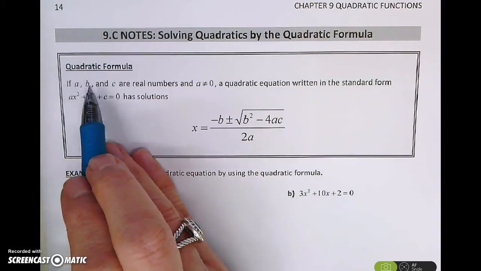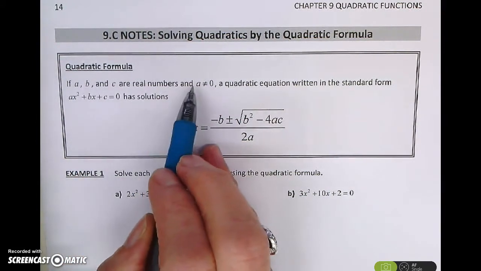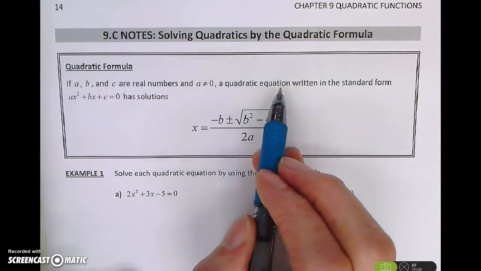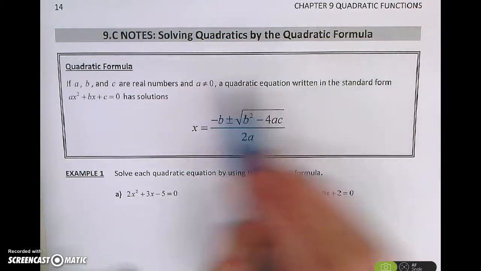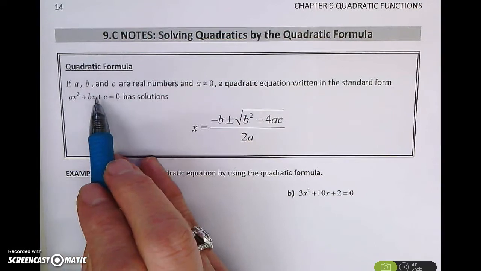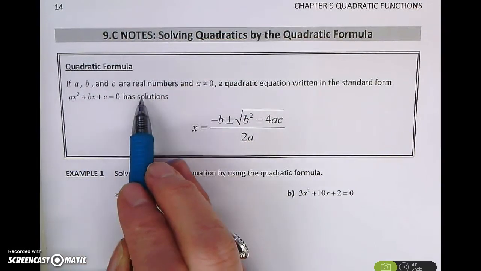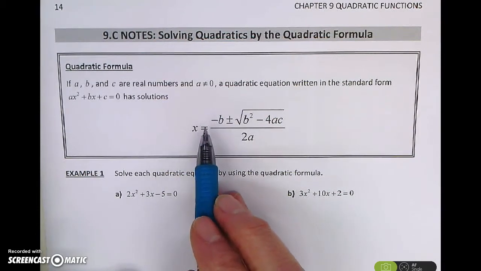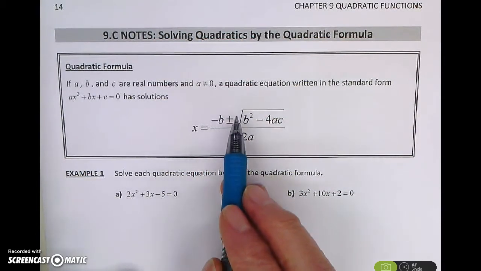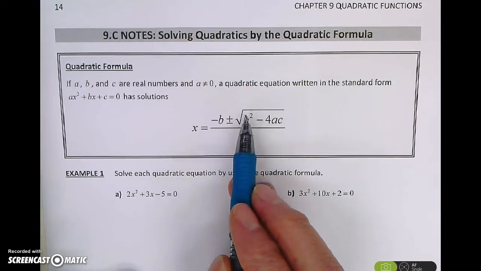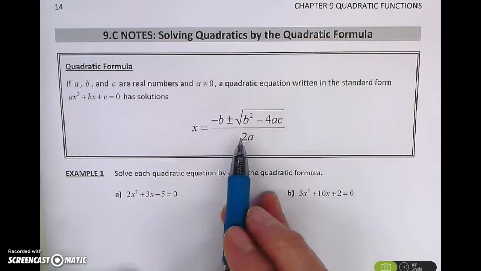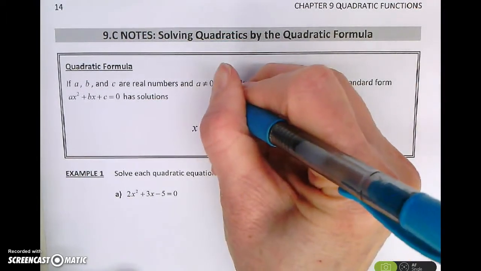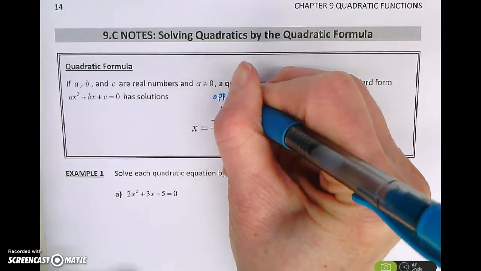And it says if a, b, and c are real numbers, a has to be something besides 0, a quadratic equation written in the standard form, where you have ax squared plus bx plus c equals 0, has solutions that look like this. x is going to be equal to negative b plus or minus the square root of b squared minus 4ac, over 2a.